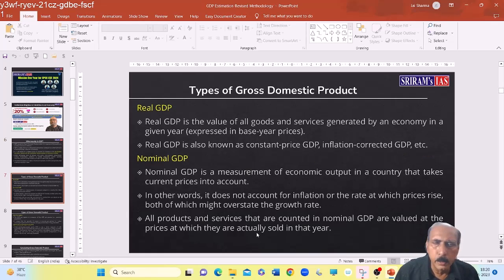Now, the GDP can be real or nominal. If the value of goods and services produced in an economy is taken at constant prices, the GDP which comes out is called the real GDP, which is the GDP at constant prices, also called inflation-adjusted GDP. We have removed the impact of prices on the GDP. We have kept the base year prices constant and measure the current year GDP at constant prices, so that any price change which has happened from the base year till the current year does not affect the GDP.